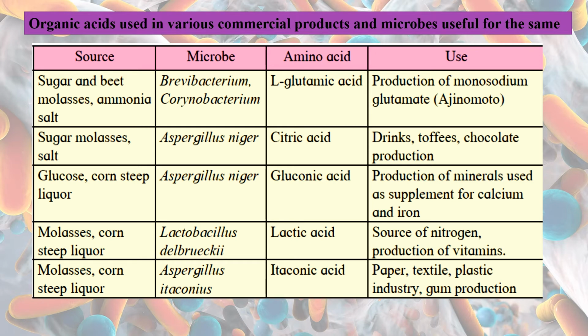Okay, so molasses, corn steep liquor, Lactobacillus delbrueckii, and the acid which is there is lactic acid. Corn steep liquor is a source of nitrogen and production of vitamins. The last one is molasses, corn steep liquor, and the microbe which is used is Aspergillus itaconicus, and the acid is itaconic acid. It is used in paper, textile, plastic industries, and gum production.